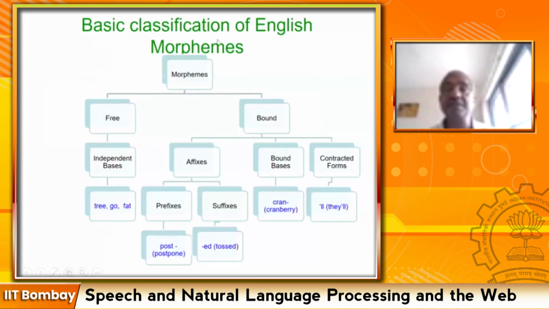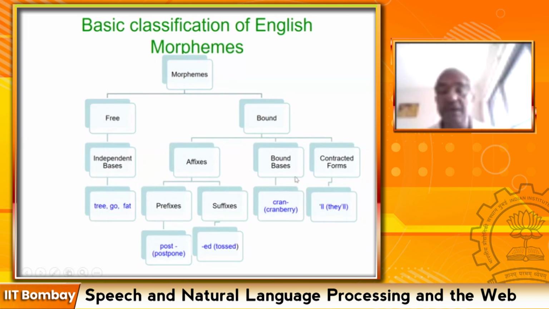Now, the basic classification of English morphemes is shown on the screen. So we're looking at the basic classification of English morphemes. Morphemes can be free or bound. Free morphemes have independent bases. They can exist independently in a piece of text. So all dictionary words are free morphemes. A morpheme need not be only a word part. Words also are morphemes, but they're free. They can exist independently: tree, go, fat, etc.